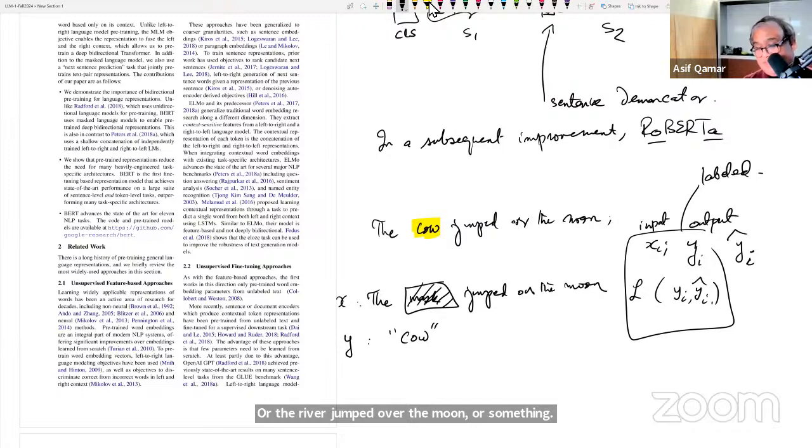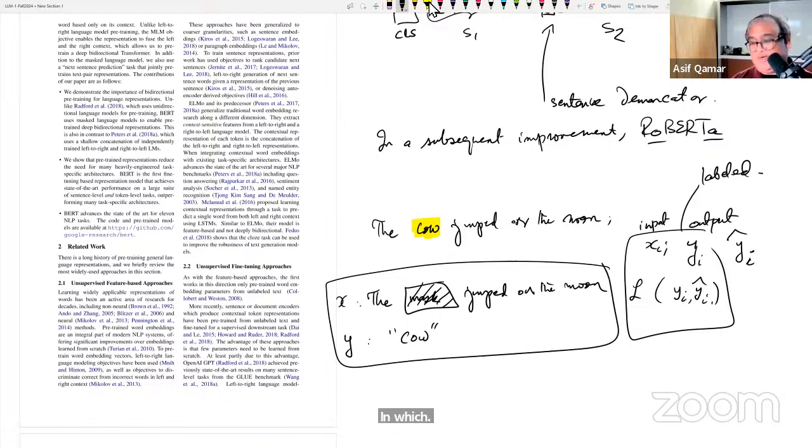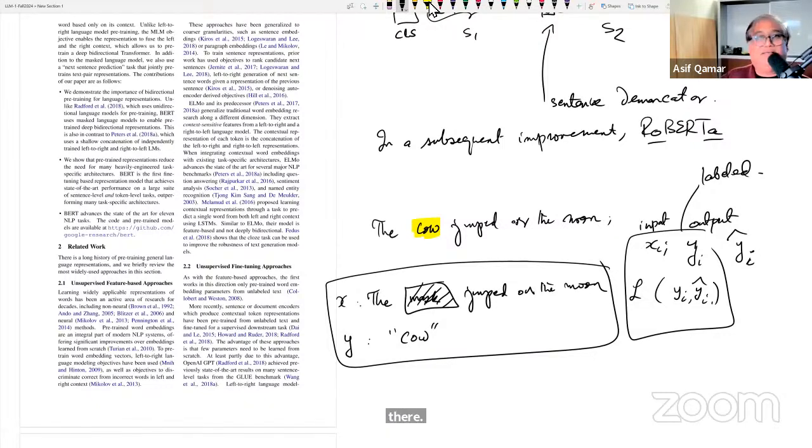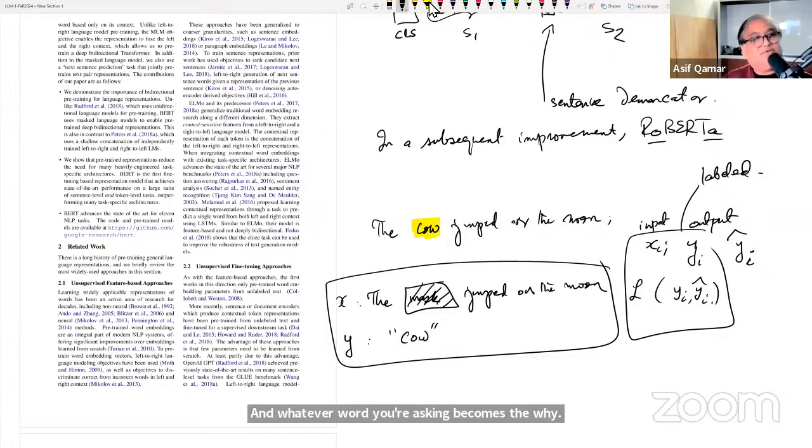So somehow I need to create a machine in which, now can I create this data? This is easy to create, right? All you're doing is you're masking a word here or a word there. And whatever word you're masking becomes the Y. Does it make sense, guys? This trick used to have a formal name in natural language understanding called cloze.